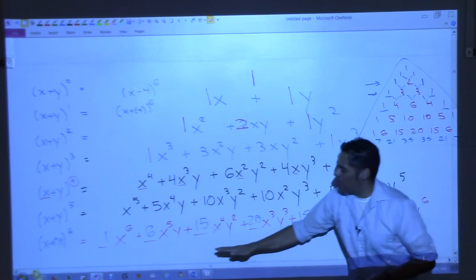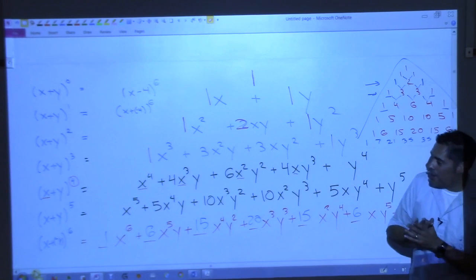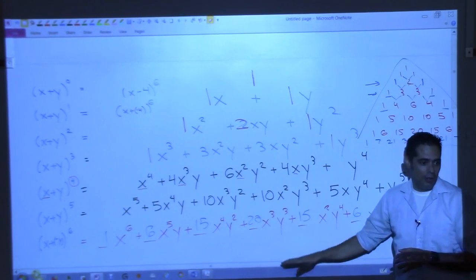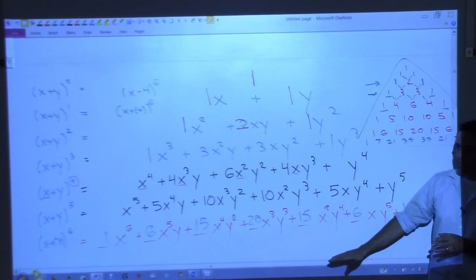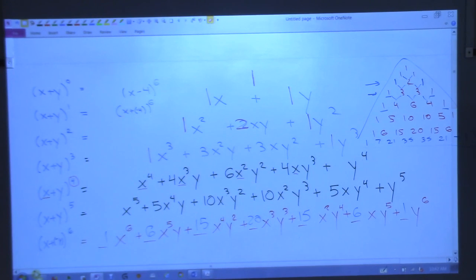Because to do this, you have to actually write out each row. If I said, hey, what's x plus y to the 9th? You would actually need to write out the 9 rows to get to it. There's a shorter way using the factorials. But we'll actually talk about that when we get to series a little bit.